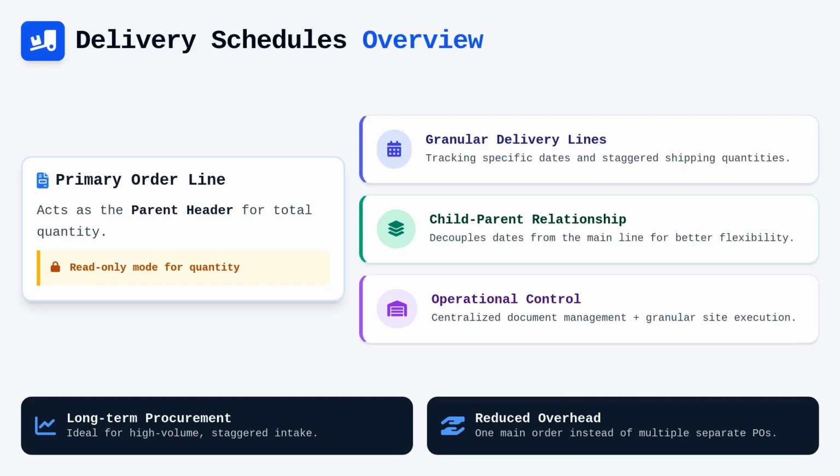This is particularly useful when dealing with long-term procurement arrangements or customers who require staggered delivery of high-volume orders to match their own production intake. By decoupling the delivery dates from the single order line, you reduce the administrative overhead of maintaining multiple separate purchase orders for the same supplier deal. It acts as a clear point of control where document management stays centralized while warehouse execution remains granular and responsive to specific site demands.